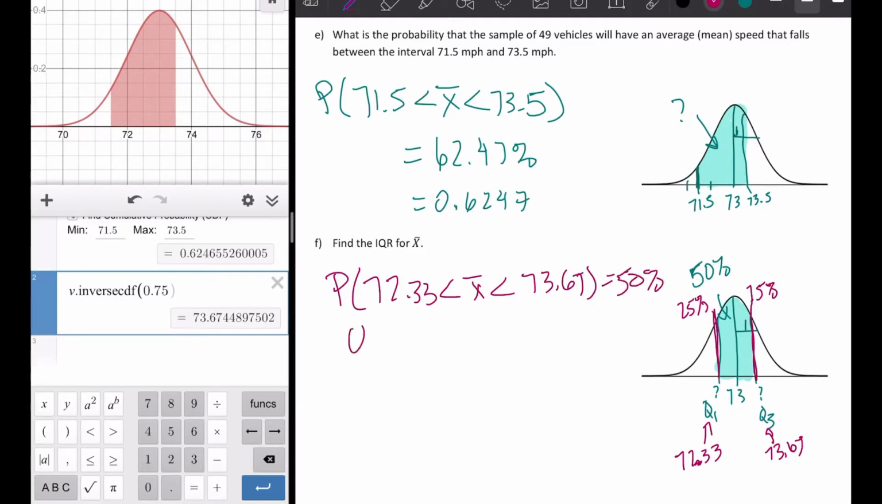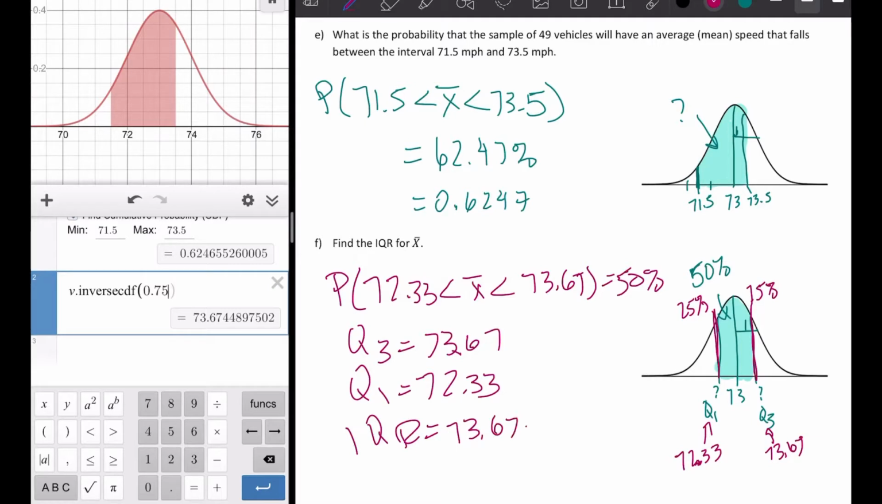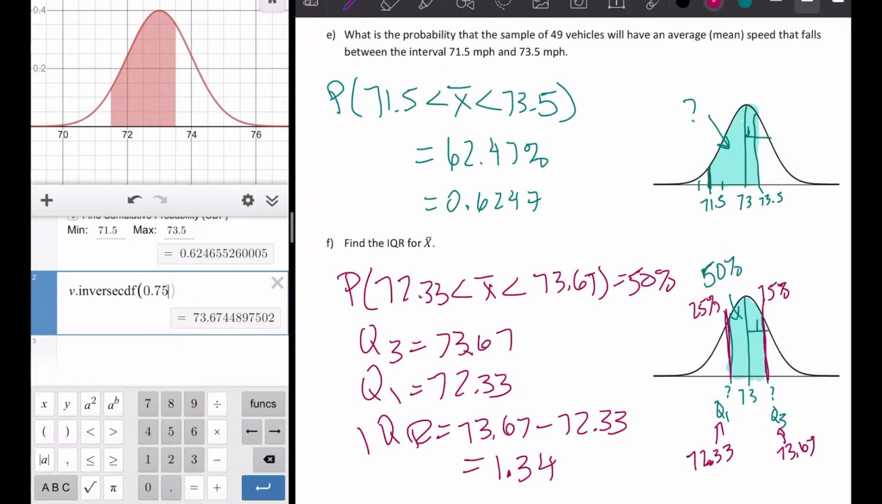So that means that Q3 is 73.67, Q1 is 72.33, and my IQR is 73.67 minus 72.33. When we subtract this, with the way that it's rounding, we end up with the IQR being 1.34 miles per hour. Those units would be helpful on each of these. All right, so there you have it.